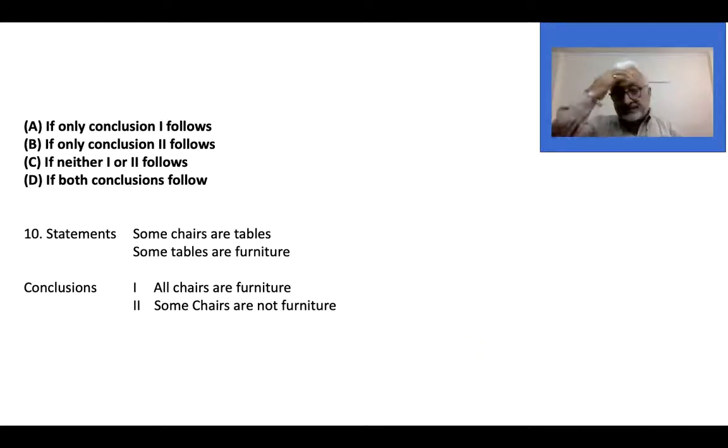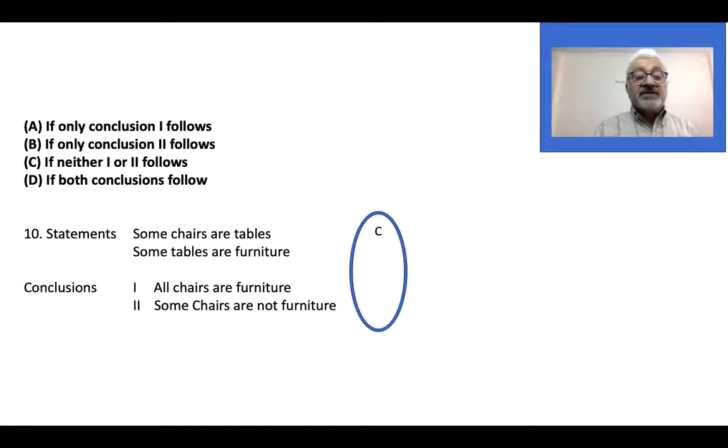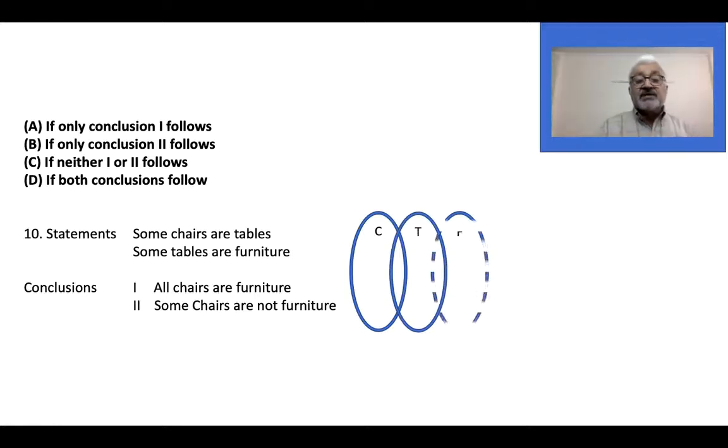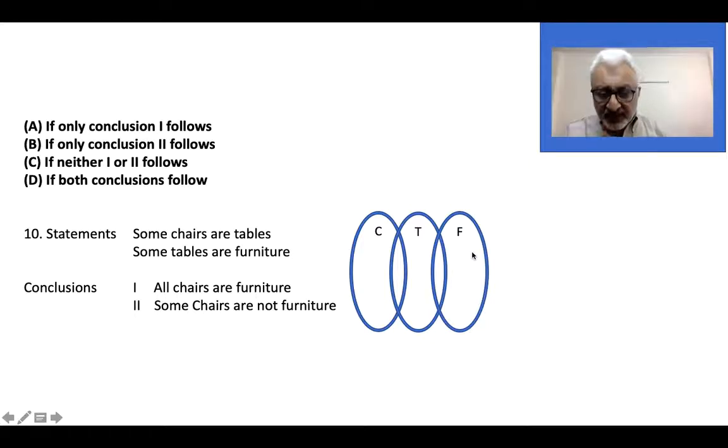Moving on, number 10. Number 10 is talking about some chairs are tables and some tables are furniture. So we've got chairs, we've got tables, and we've got furniture. All right. So can we say that all chairs are furniture? Does it confirm anything about chairs and furniture? The answer is no. So we can't confirm that all chairs are furniture. But can there be a relation between chairs and furniture? Please remember, we can have a relation between chairs and furniture because it doesn't stop us from showing a relation.